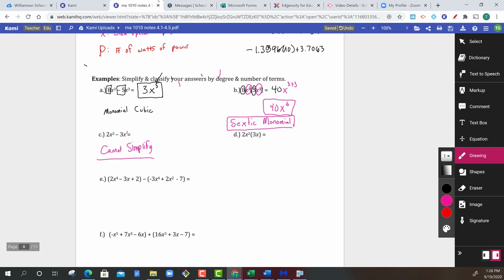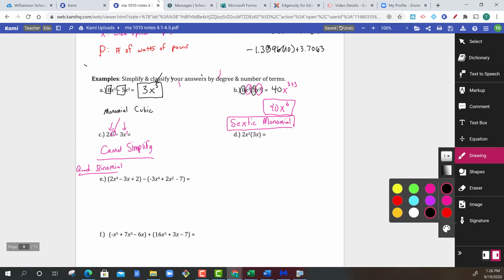Letter C cannot simplify, but it has two terms. So it is a binomial. There's 1, there's 2. The biggest exponent is that 2, so it is a quadratic binomial.